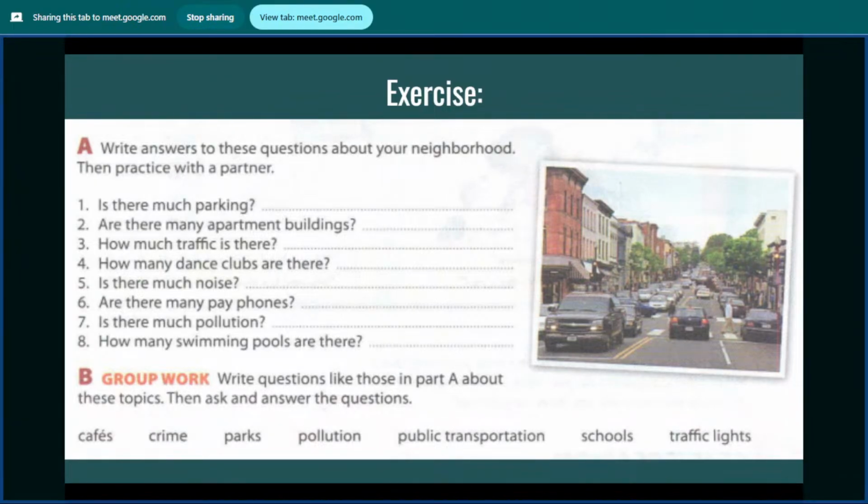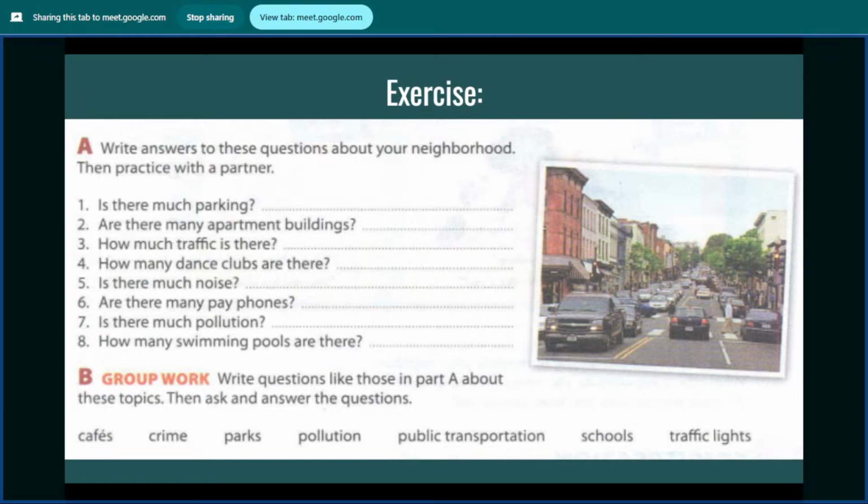Okay, now you have to do the exercise over here. Now, same way the questions have been asked, the way we had them in the examples. Same way you have to answer the questions about your neighborhood. You can hear me clearly, right? The way we looked at it in the examples.